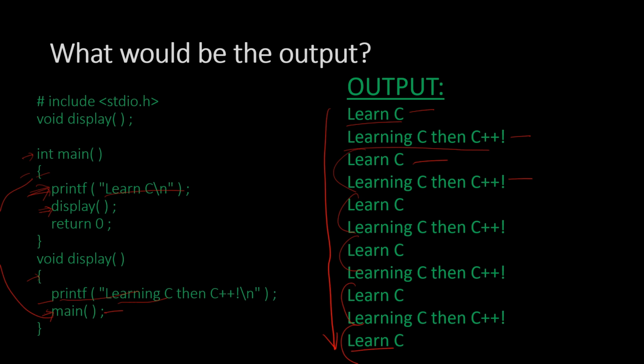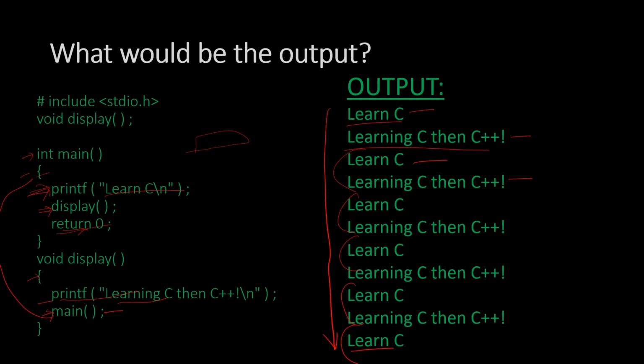Now, two things to observe here. The first time the main function was called, or even the second time, or whenever this main function was called, we never executed this return statement. So this function has never returned. The main keeps calling display, the display keeps calling main, and it keeps happening one inside the other. And what happens, the call stack keeps on increasing.